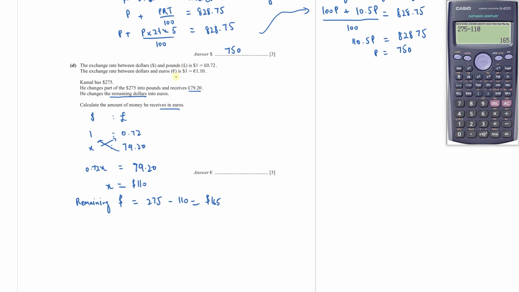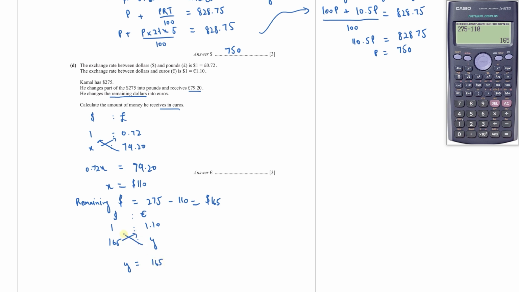So what is the ratio here? So $1 is one. So let me actually write it above here. So dollar ratio euro. So $1 is 1.10 euro. And then Kamal converted $165 into, let's call them Y euros. So Y here will be simply 165.